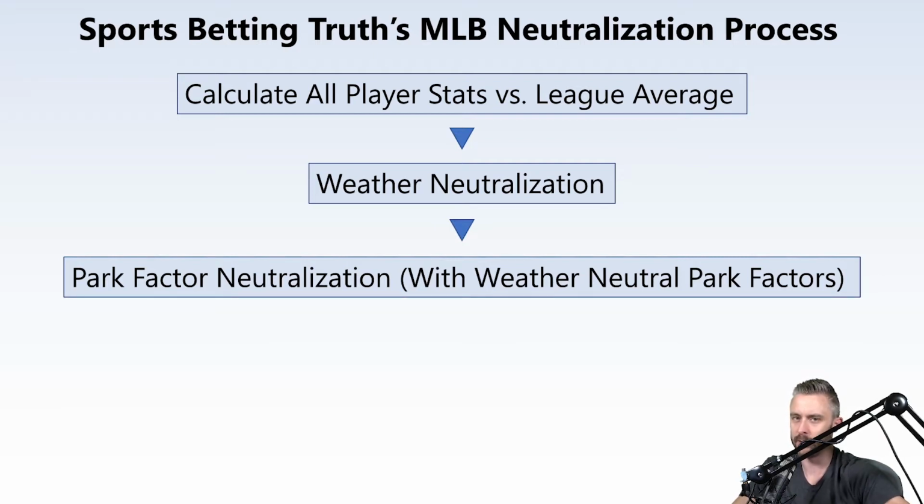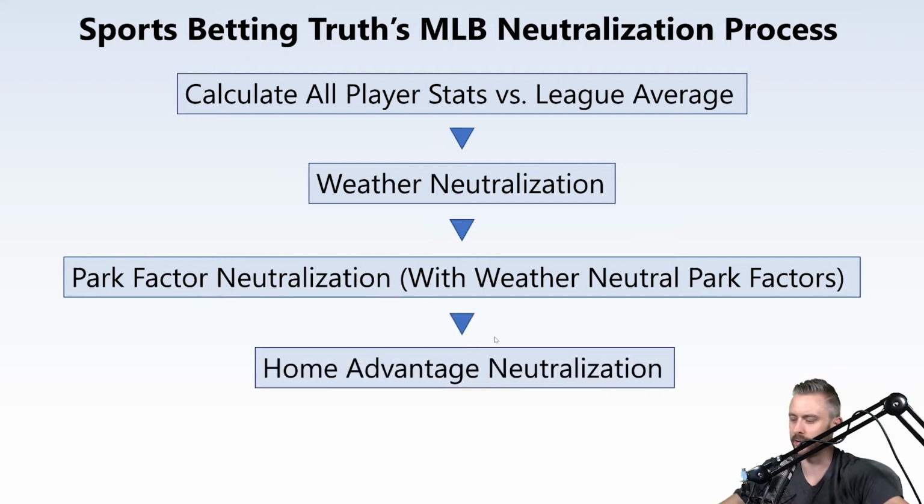The thing is, most people who do park factors don't take the weather out of it. So, for example, San Francisco, probably the best example of this, is going to be a team where most of their park factor is influenced by the weather and not the dimensions. And then after I've weather neutralized and park neutralized, we do home advantage neutralization.